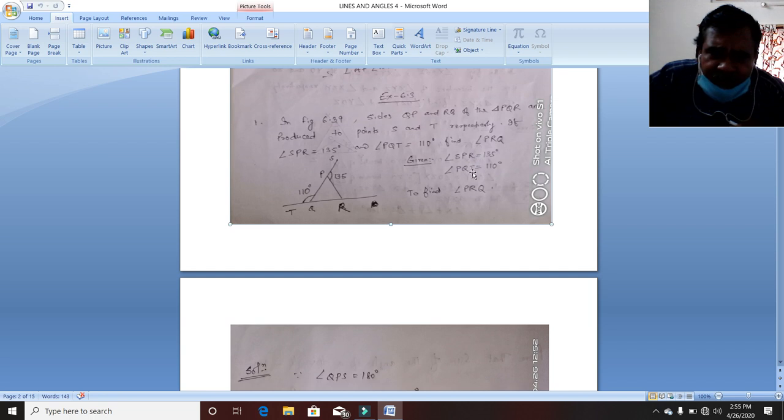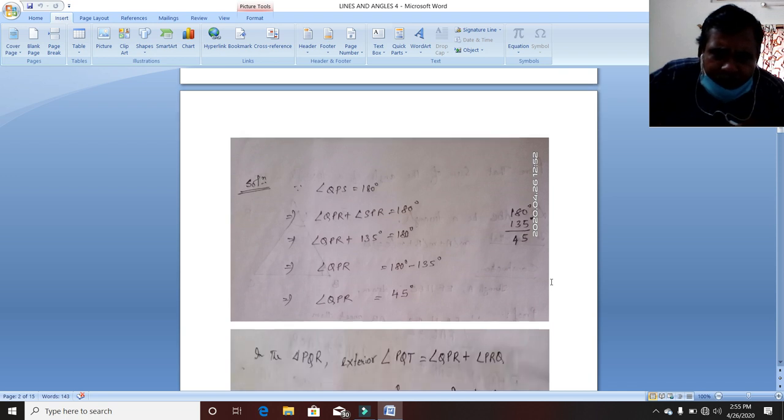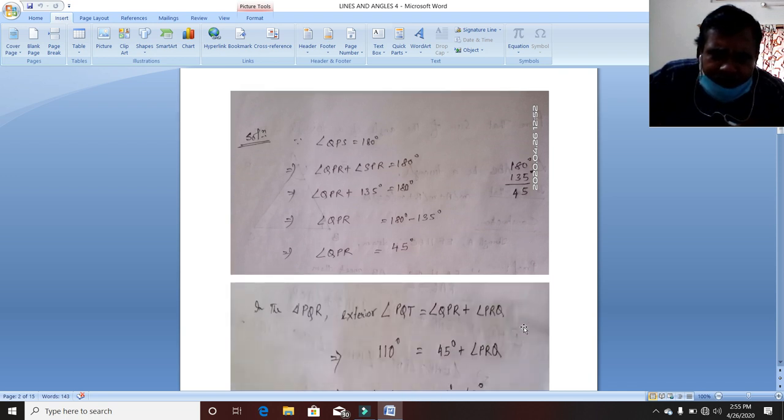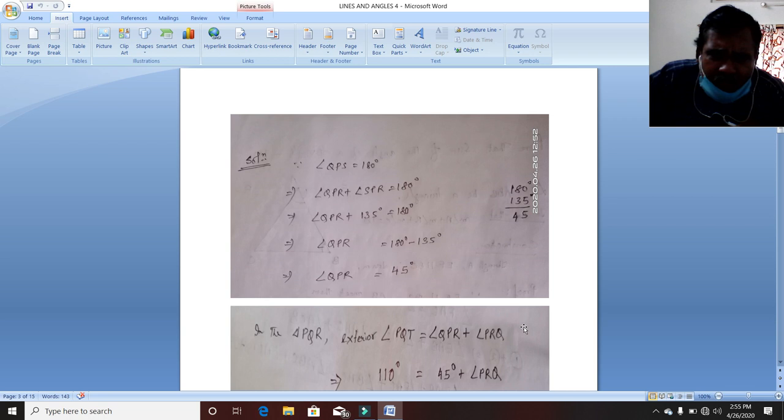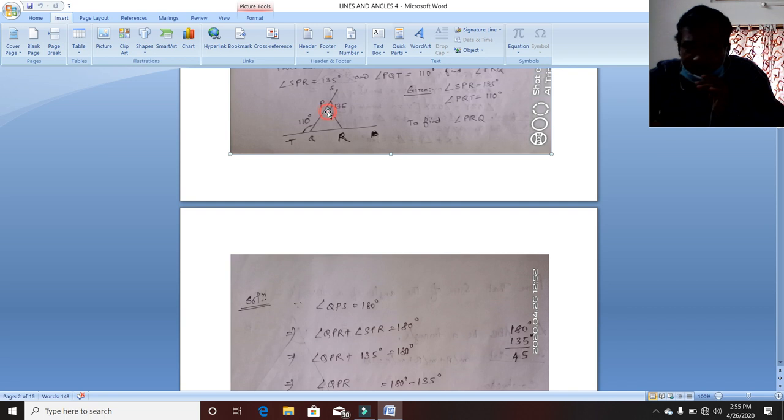What is this I have to find? PRQ I have to find. Now you see, RPQ is equal to this. Now PRQ I have to find. Now in this triangle, this is the exterior angle. In my first starting theorem I have discussed, exterior angle equals the sum of the two remote interior angles. This is the exterior angle, the remote interior angles are this plus this.